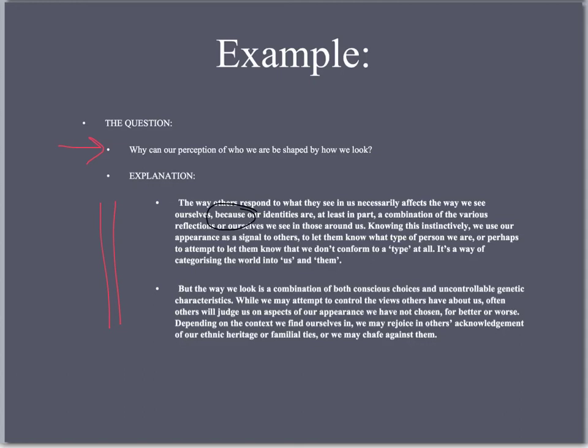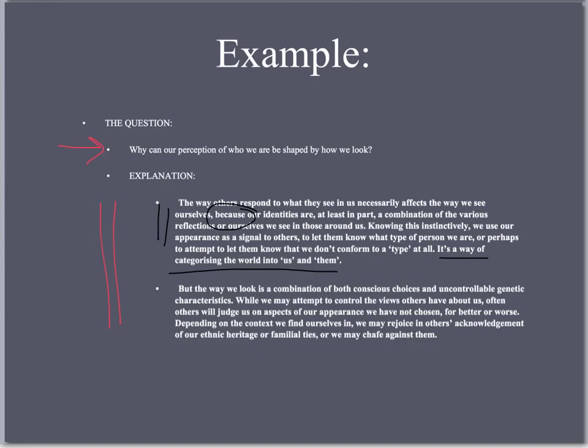And what I've also done at the end here is I've put it in plain language. So it gets a bit complex here. So what I've done is I've underlined it all with that statement of it's a way of categorising the world into us and them. So a combination of sophisticated language and plain language to make my point really clear.